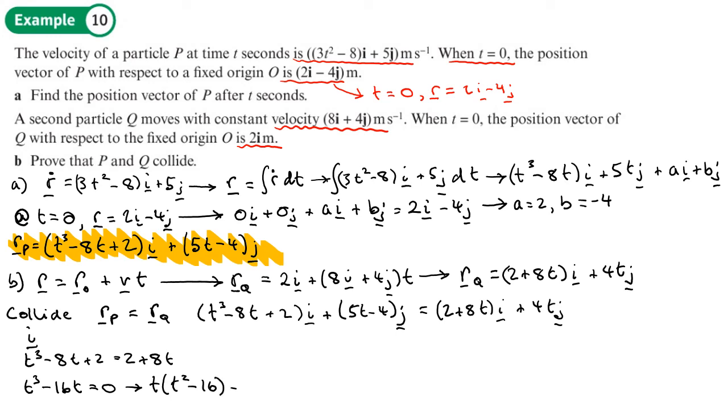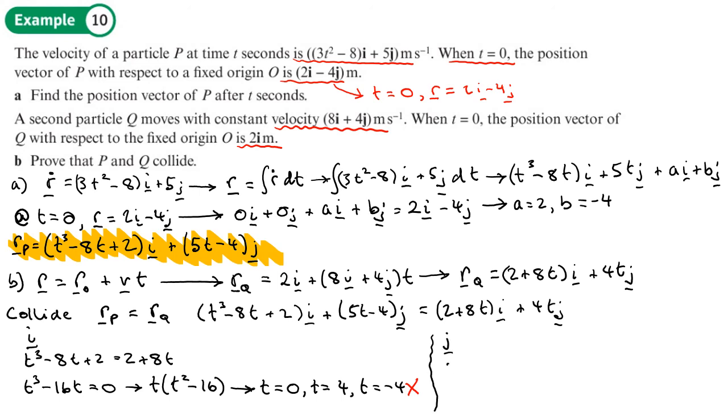So this will give us either t is 0, or t is 4, or t is negative 4. Right, so straight away we can discount this one because t is positive. So they're either going to collide when t is 0 or t is 4. The way we're going to find that out is to now equate the j parts.